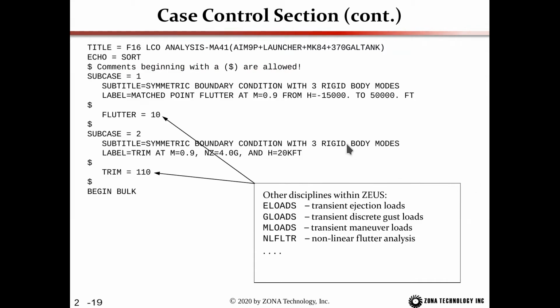So here's an example case control section. We have title, echo equals sort, and then we have the first subcase. Within this subcase, we have a subtitle and a label, and then this is a Flutter analysis. So Flutter equals 10 will refer to the Flutter bulk data card with ID 10. We then have a second subcase. After the first subcase finishes, ZEUS will then move on to the second subcase. For the second subcase, we have a subtitle and label, and then this is a trim analysis. So trim equals 110 will refer to the trim bulk data card with ID 110. And then the case control section ends with the begin bulk command.